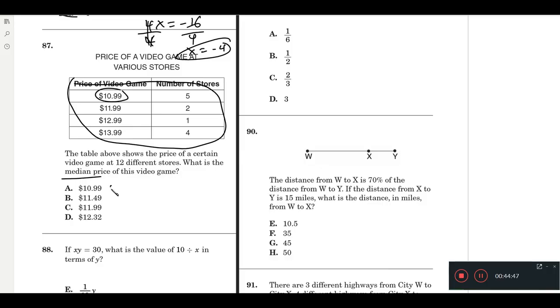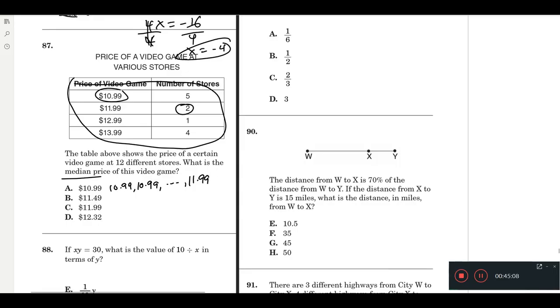How many 10.99s do we have? 5 of them. Five. And how many 11.99s do we have? Two of them, 11.99. There are 12 of them, so we have to find the middle 2. So the middle 2 will be what? The 6th and 7th one, or what?